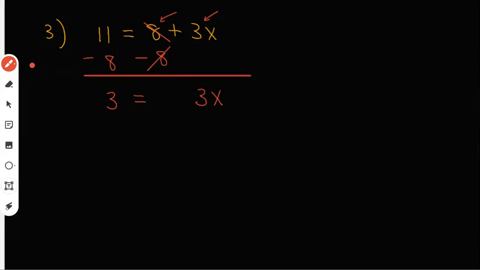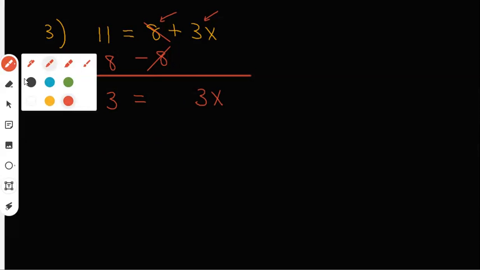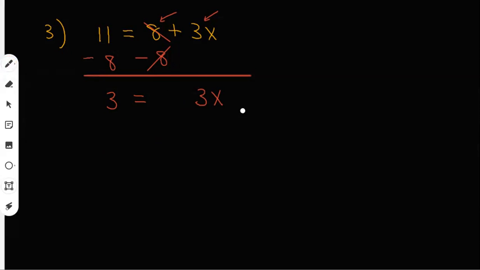So now the last thing I need to do is get rid of the 3 that's in front of the x. Since I'm multiplying 3 by x, I need to do the opposite of multiplying to get rid of it. I need to do division. So I'm going to divide both sides by 3. That'll cancel out the 3s on this side, leaving me with x equals 1. That's 3 divided by 3. So inside my solution set, I'm just going to have a 1.